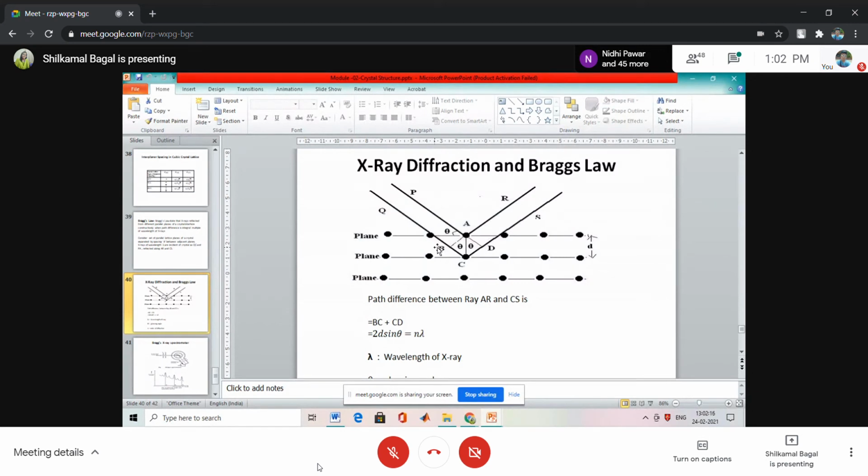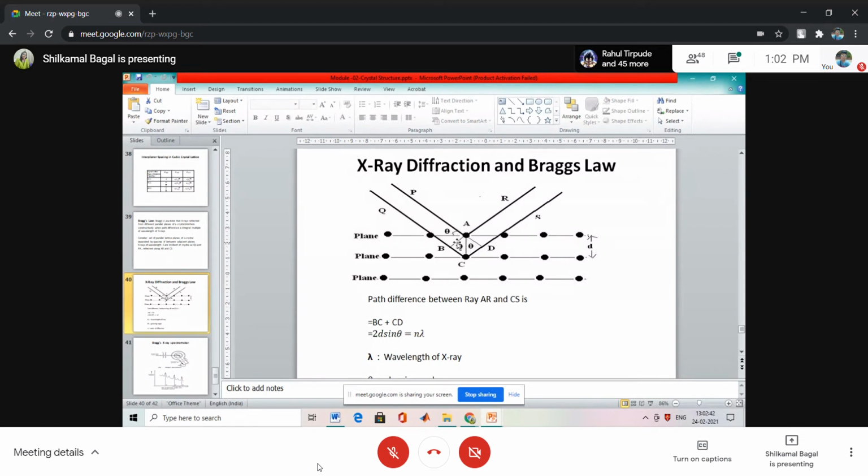Okay, then up to points A and B, these two incoming X-rays towards the crystal follow the same path because they are parallel. Also, the reflected rays from A and D, after A and D, are parallel to each other, so they will follow the same path. Then where is the difference? The difference is after A, B and before A, D.